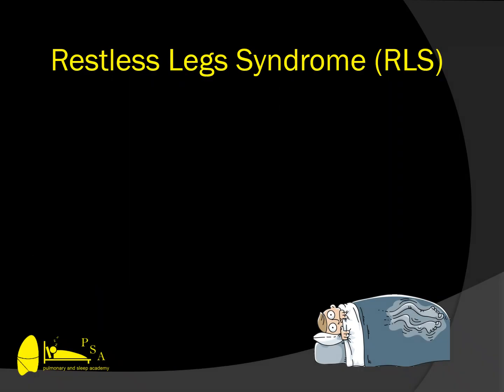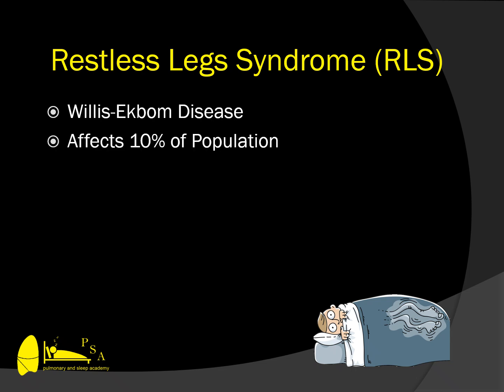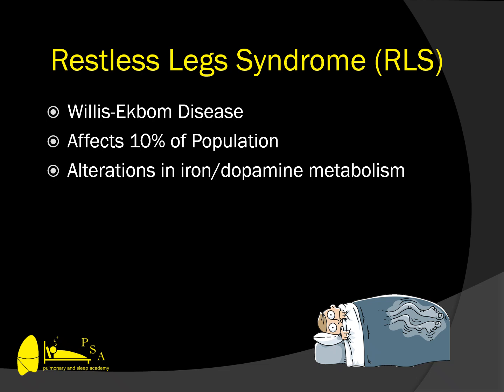Restless leg syndrome is a chronic progressive sensorimotor disease that affects the lower extremities. It is also known as Willis-Ekbom disease. The condition is very common and affects as much as 10% of the population, when including even mild degrees of restless leg syndrome. The syndrome is explained by alterations in iron metabolism and dopamine synthesis.